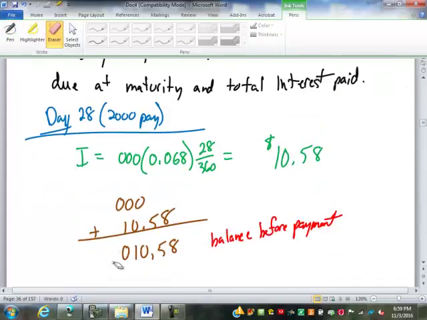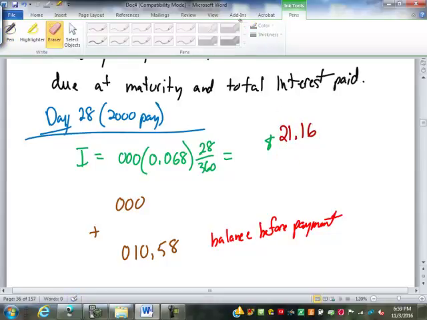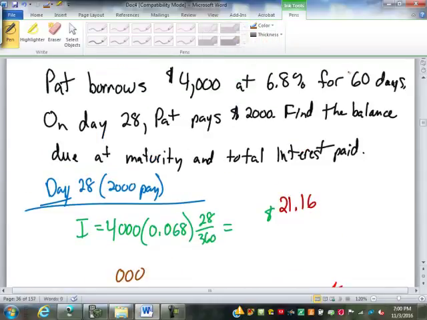Hey, let's rewind there. I'm really sorry. That should be $4,000 principal. Your interest would be $21.16. Okay, yeah, sorry about that. So let's redo this here. Let's go through this again. On day 28, they make a $2,000 payment. The principal is still $4,000 times a rate of 0.068 times 28 over 360. If we punch that in, we get $21.16 in interest.